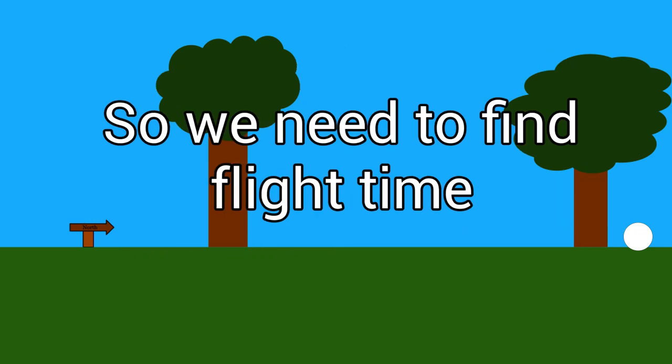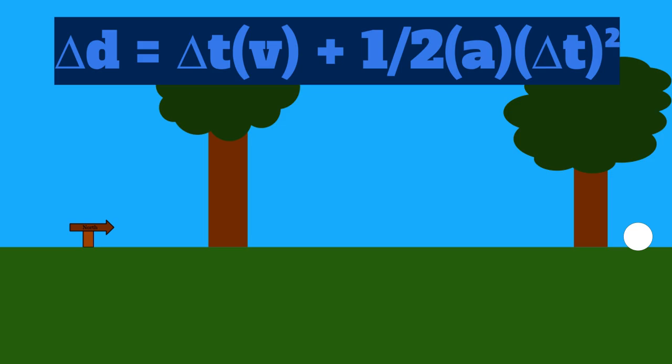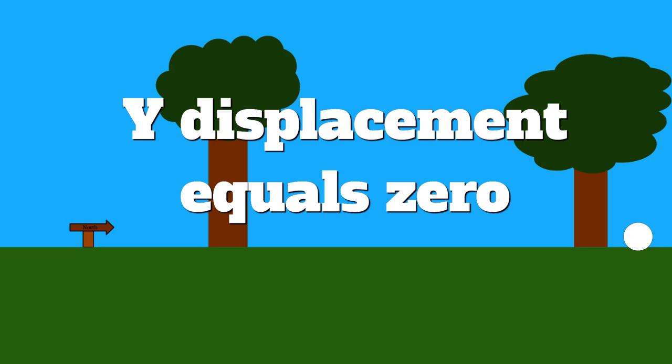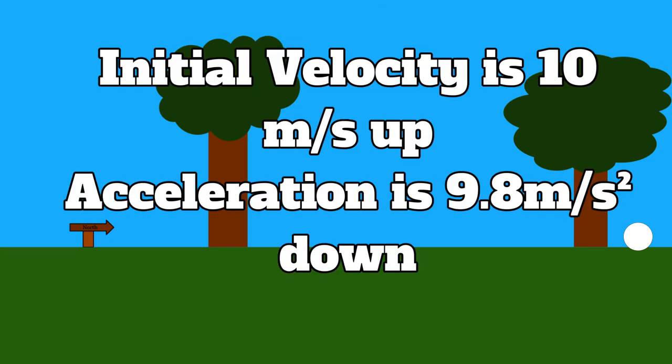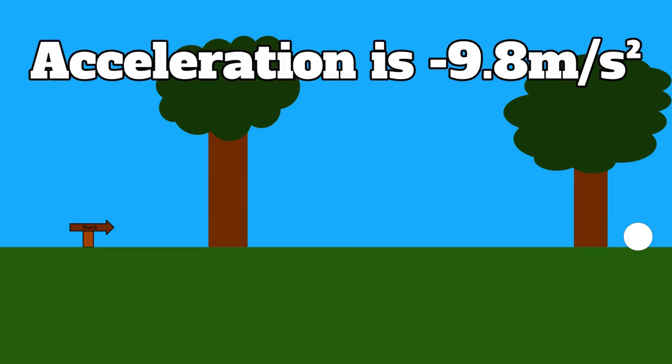Let's use this kinematic equation. Displacement in y equals time multiplied by initial velocity in y plus 1/2 acceleration in y multiplied by time squared. We know displacement in y equals 0 because it landed at the same level as it started. We can fill in initial velocity as 10 meters per second up and acceleration in y as 9.8 meters per second squared down, which means it becomes negative 9.8 meters per second squared.